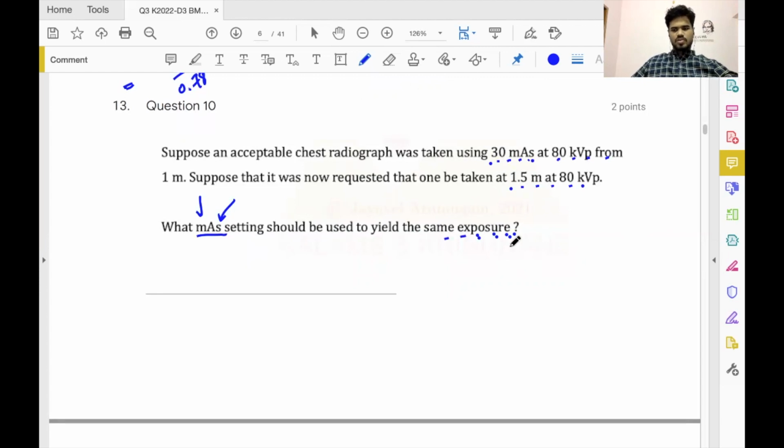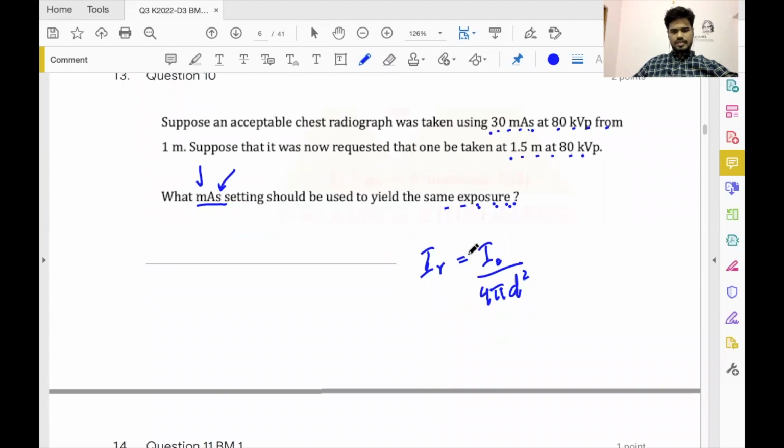Quickly, can someone tell me the actual statement of the inverse square law? How should these numbers be related? I_R is equal to I_0... I_R is equal to I_S upon 4 pi d square. No, but this is not between an exposure at some distances, right? Sir, MAS_new is equal to MAS_old times d square new upon d square old.